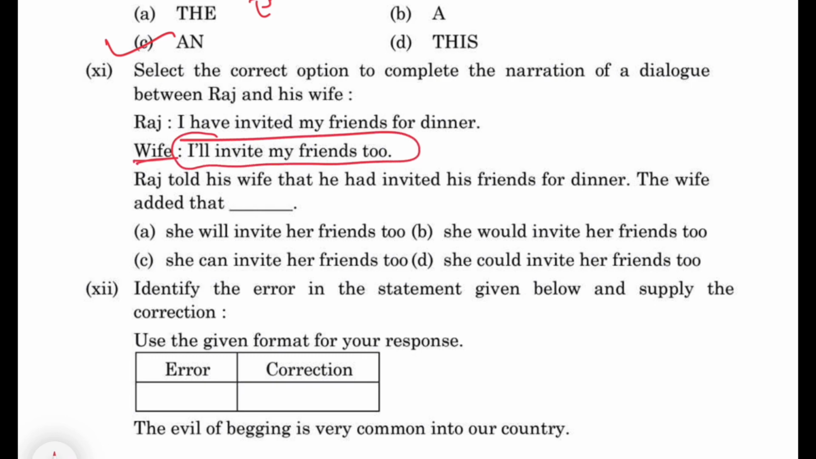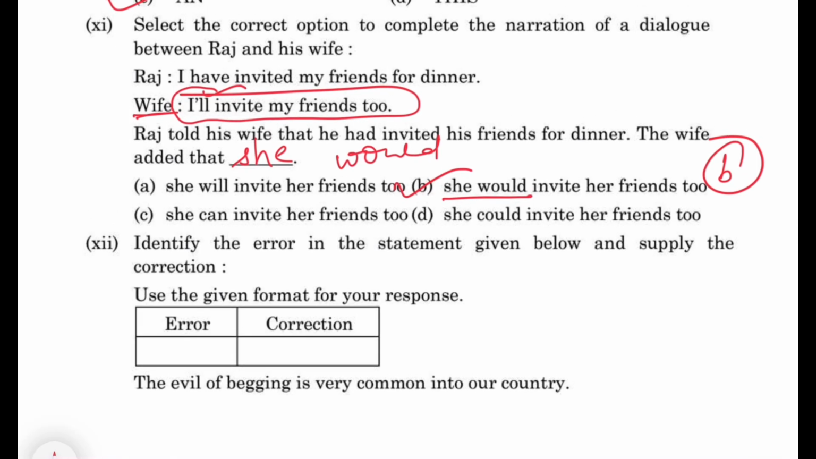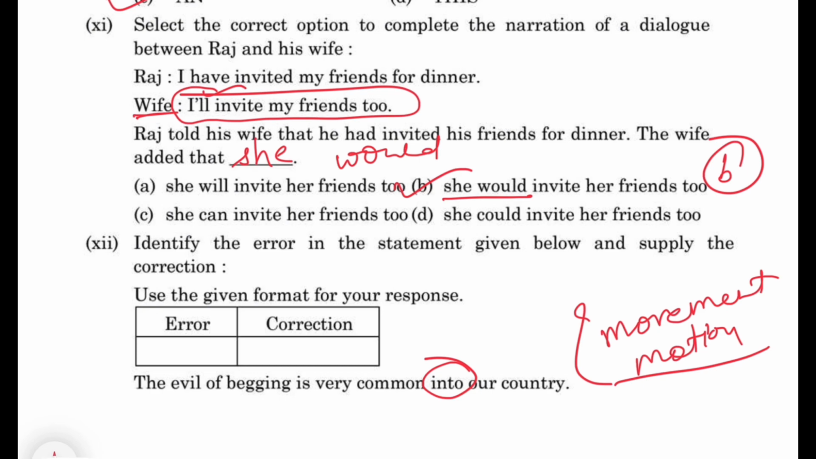Next is: the wife added that I will invite my friends. She will change into would. Now see the option where she would is used. So this is the correct option. B is the answer. The last one is: the evil of begging is very common into our country. Into is used when some kind of movement or motion is represented. Here it is not so, so we are to use in our country. So into is the error and in is the correction.